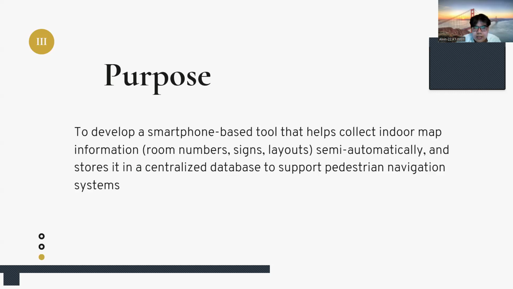The purpose is to develop a smartphone-based tool that helps collect indoor map information, the room numbers and sign layouts, semi-automatically, and stores it in a centralized database to support a pedestrian navigation system. So, the purpose of this study is to build a tool that can help collect indoor map information easily just using a smartphone. The tool scans room signs or labels, saves the data to a database, and this helps improve indoor navigation. It's designed for pedestrians who walk through buildings.